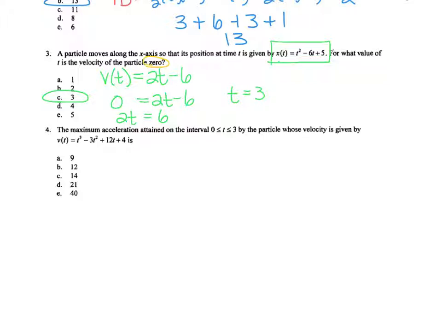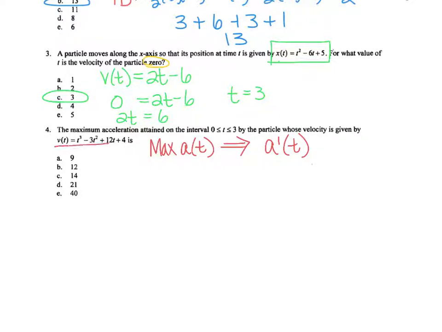Number 4, this is a trick question. It says the maximum acceleration attained on the interval from 0 to 3 by the particle whose velocity is given by v of t is. Okay, we want to maximize acceleration. So how do we find a max and a min? To find mins and maxes, we look at the derivative. So we actually have to analyze the derivative of acceleration to find the maximum.